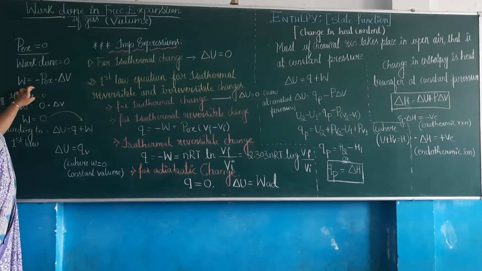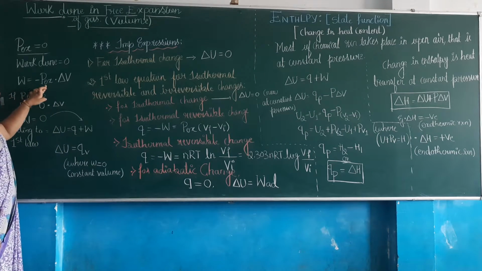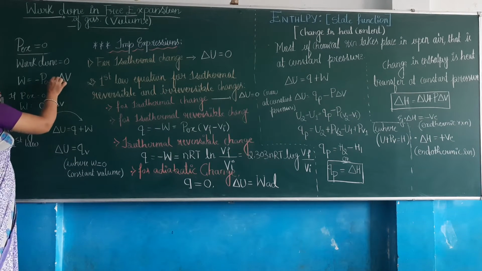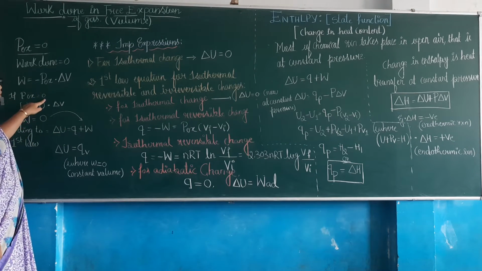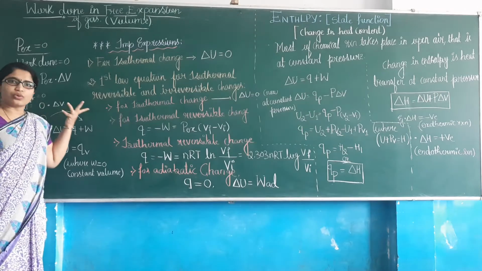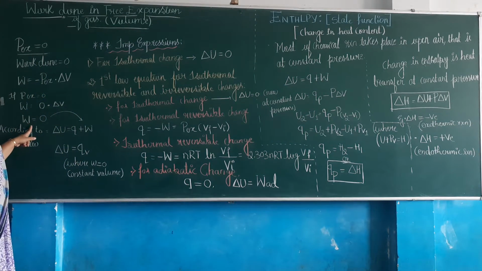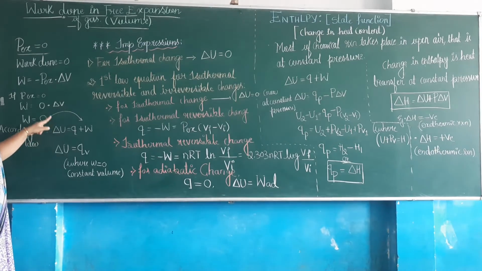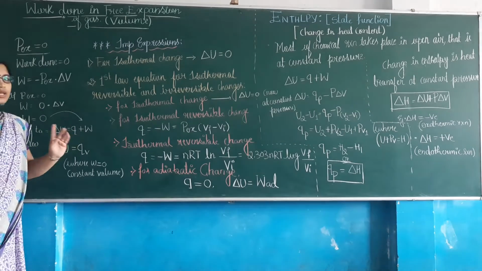We know this expression from our previous discussion: W is equal to minus P external into delta V. When this P external becomes 0 here, what will happen? No change in the volume. As there is no change in the volume, work will become 0. Just by introducing this value, P external equal to 0, in this expression, work done is going to be considered as 0.